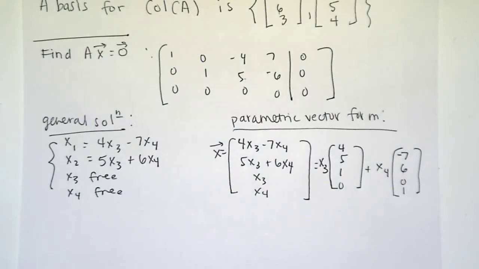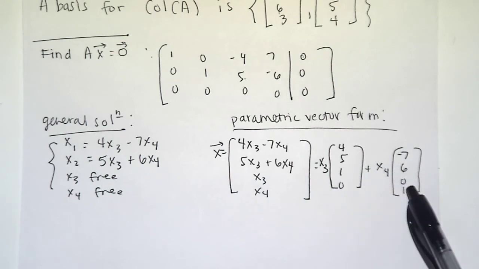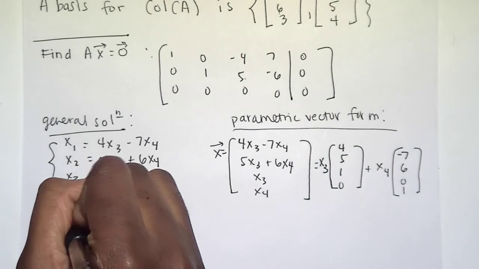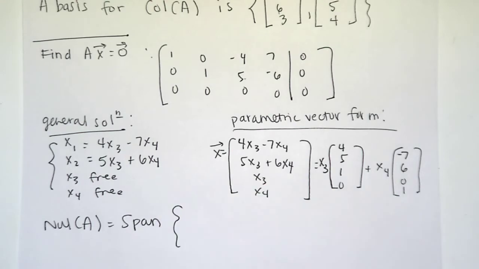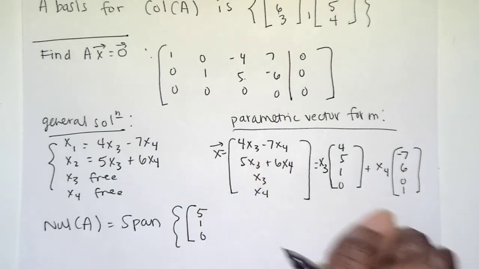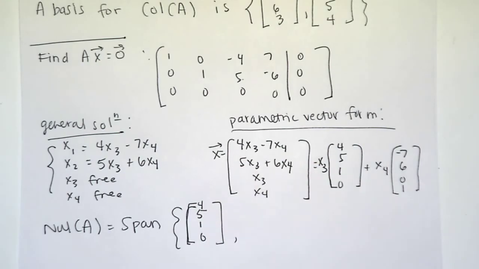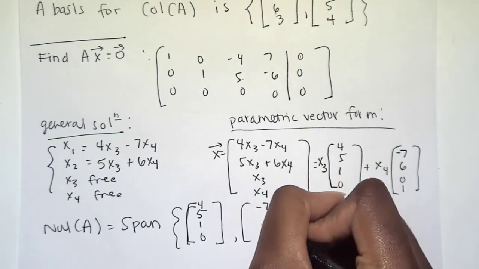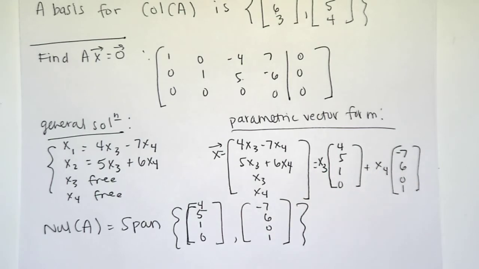All right, so this is the solution to the homogeneous system, AX equals 0. So that tells me that everything that's going to be a solution is going to be a linear combination of these two vectors. So that tells me exactly what my null space is. It's the span of these two vectors. Oh, I missed something. 4, 5, 1, 0, and then -7, 6, 0, 1. So this is the null space.